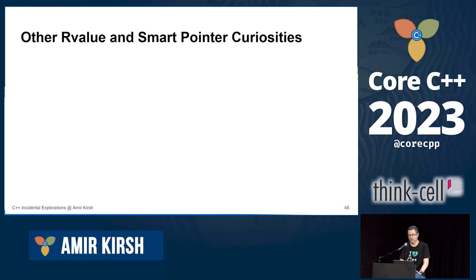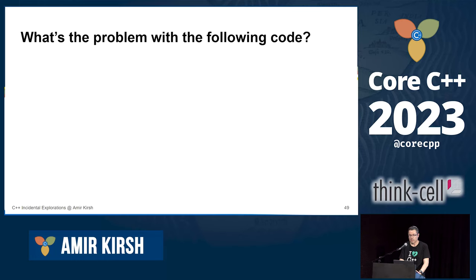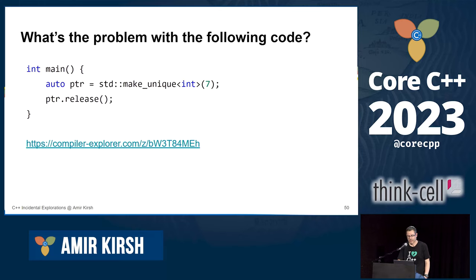Other R value and smart pointer curiosities that I add. What's the problem with the following code? Pay attention, it's going to be long. I'm creating a unique pointer, and then I decide that I don't need it anymore, and I release it. Yeah, that's a straightforward leak. That's a leak because we know that release doesn't really release. It's not freeing. It's giving me back.